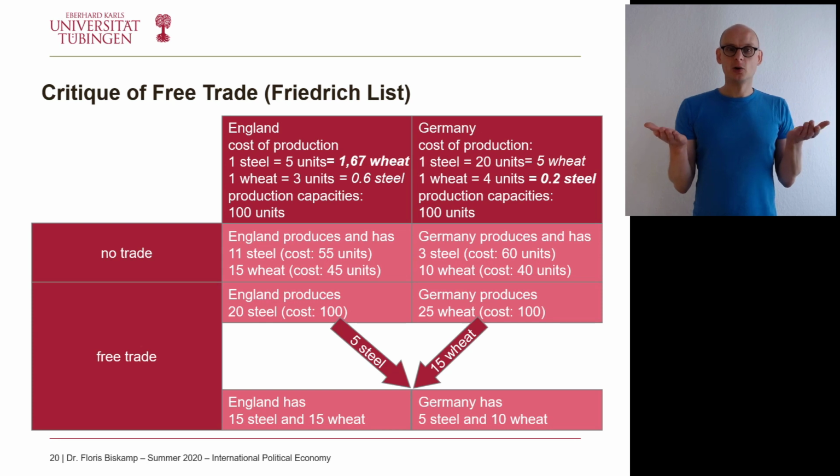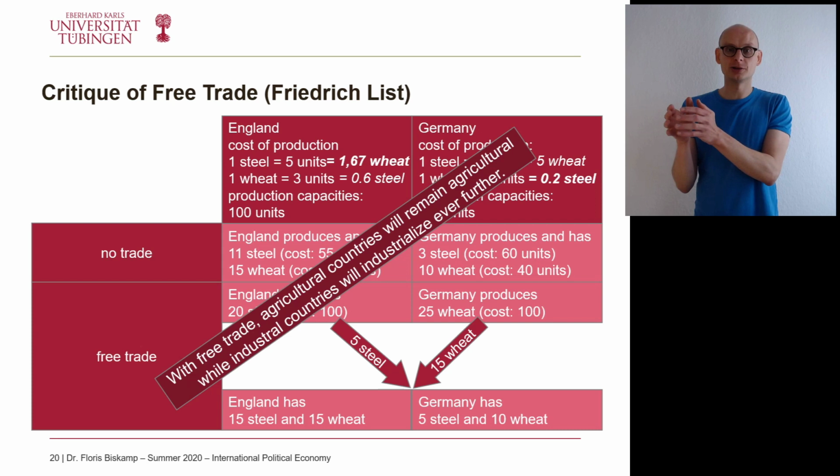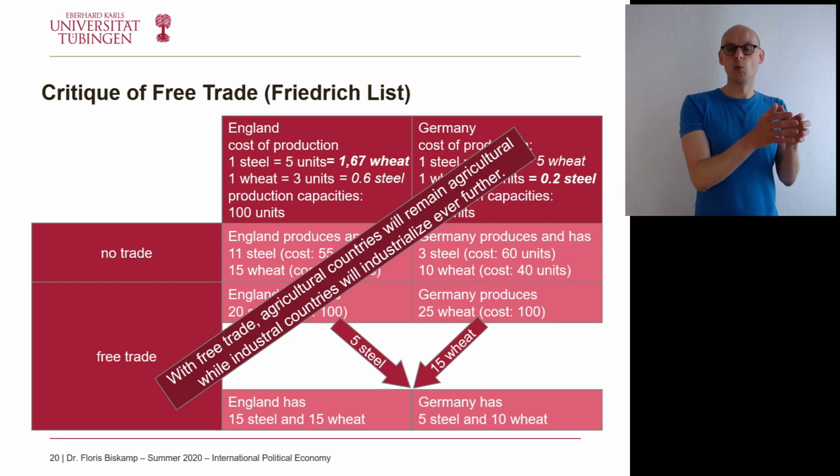Now you might ask, who could possibly say something against free trade? And the answer is Friedrich List. Friedrich List's argument basically is, it's all fine what David Ricardo said, his calculations are apt, I don't have any trouble with the math he does right there. The trouble is that if Germany always produces wheat and England produces steel, then we have a situation in which Germany will always stay an agricultural country, while England will industrialize ever further.